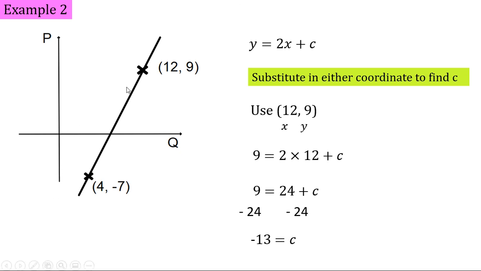Now that makes sense because if you look at the line, it's going to be down here. If that's negative 7, it's down here, about negative 13. So we now know that we should be able to write our final answer because we had y equals 2x plus c.